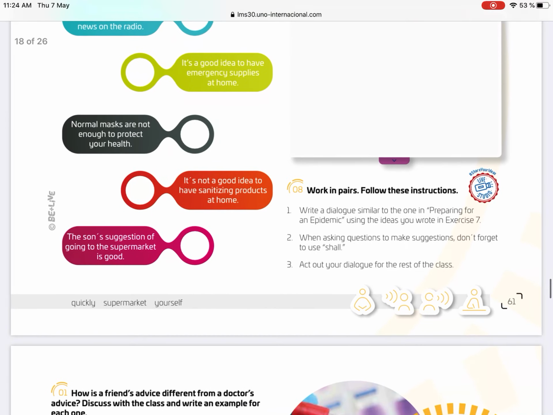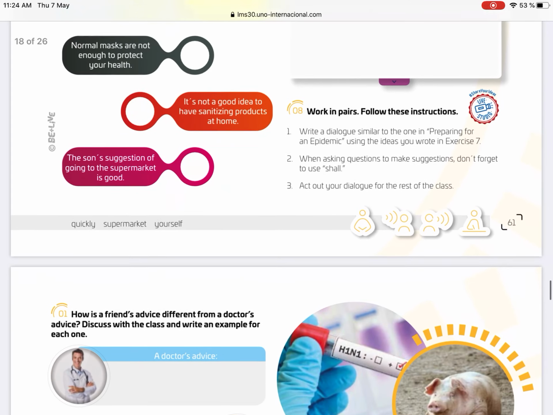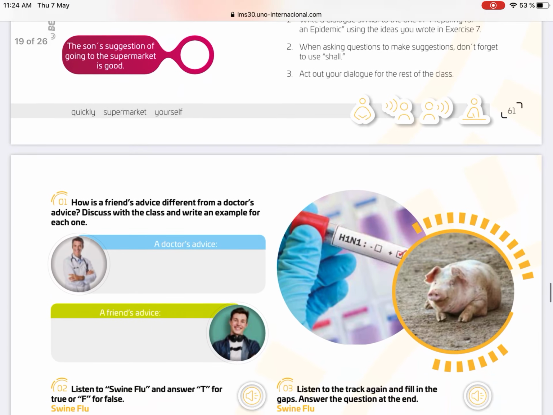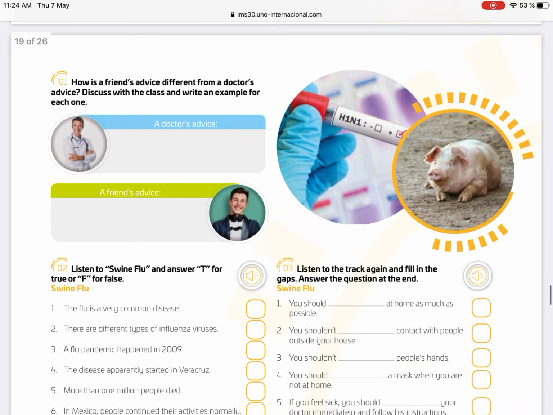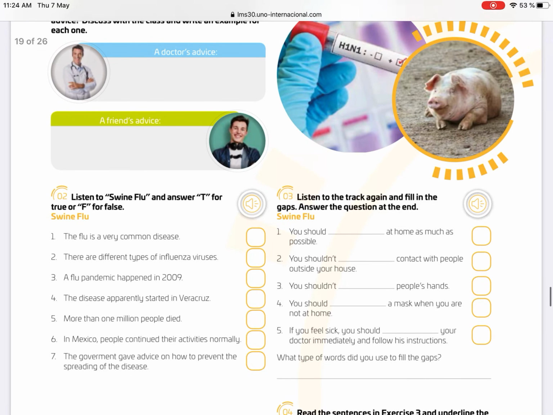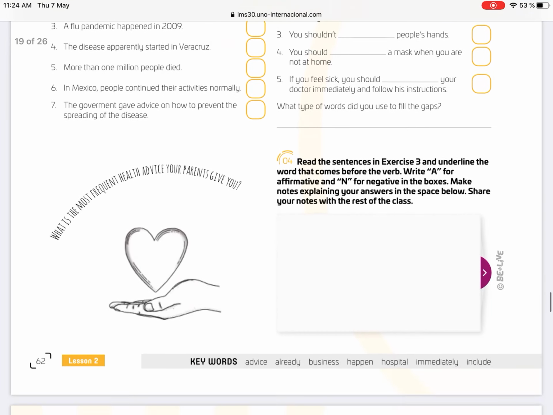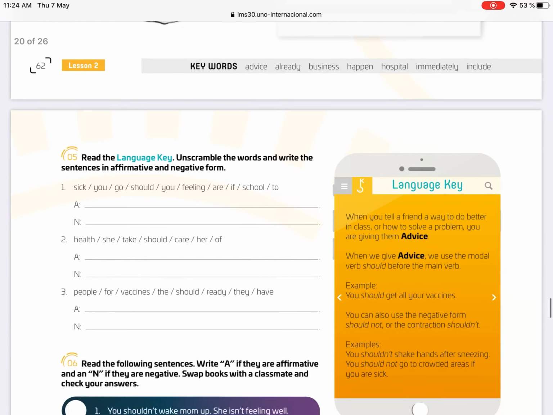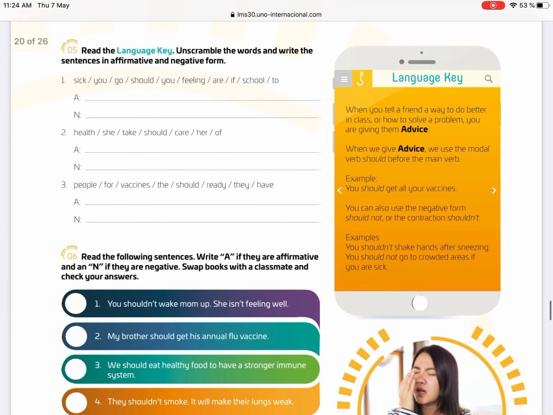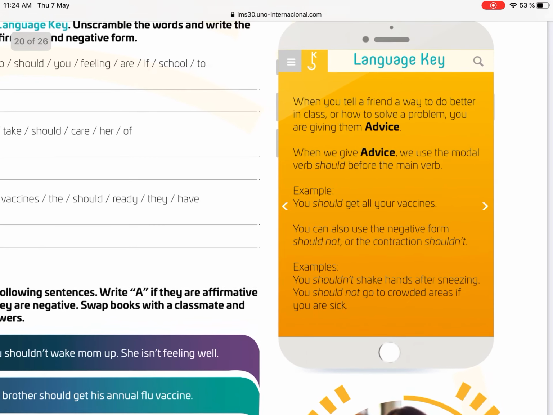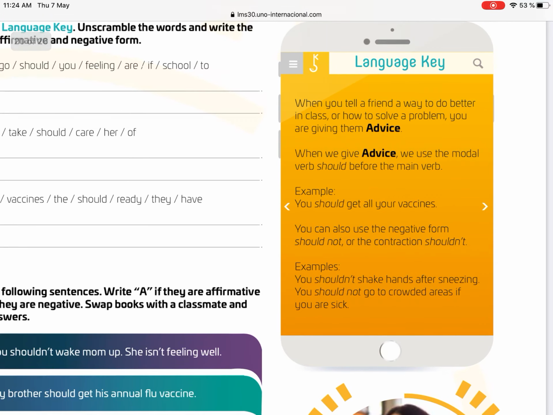Okay. Number 8, sorry, we don't have to work with that. It is not necessary to do that point. We have to do page 63. Okay, this one, no troubles. We're going to work on this one. As you can see, we have here the language key. I'm going to read it for you.